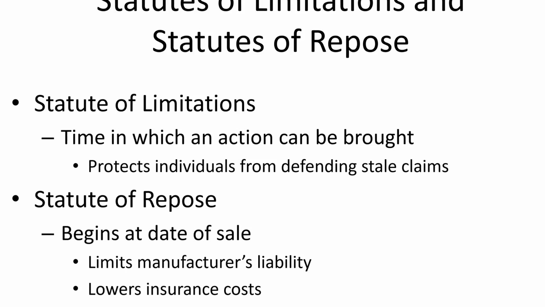So while the statute of limitations begins to run at the time of injury, a statute of repose begins to run at the date of sale of a product. These statutes are designed to limit a manufacturer's liability, to lower insurance costs for manufacturers so they don't have to pay for insurance indefinitely, for 50 years, anticipating potential lawsuits that far in advance, and to introduce a sense of certainty in the area of product liability litigation.